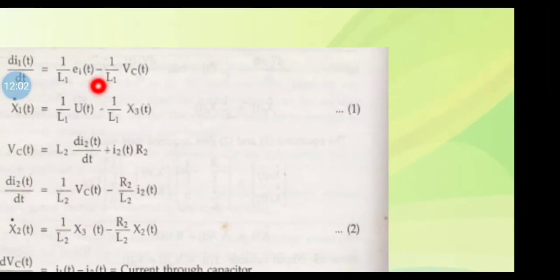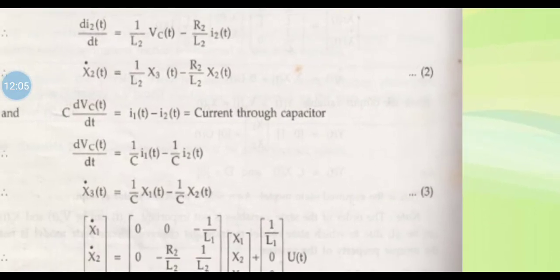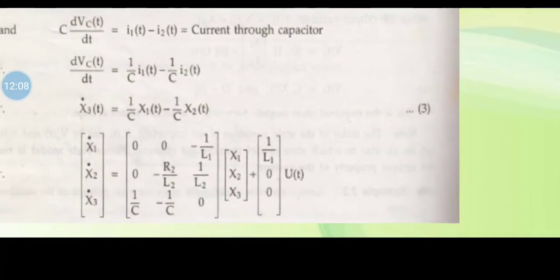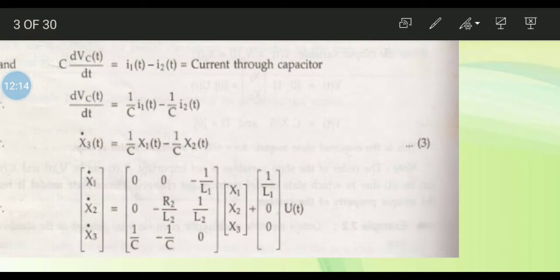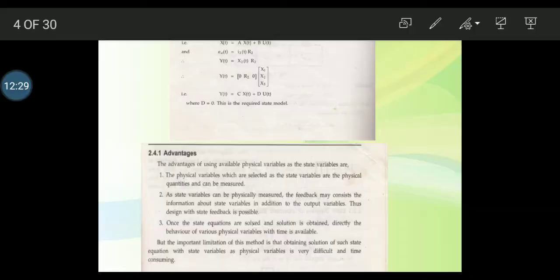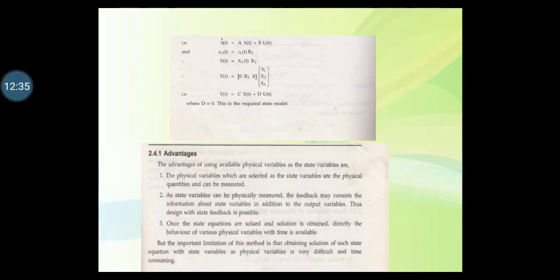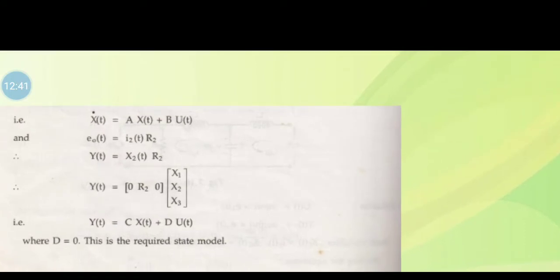In the first equation, there is u of t. In the second equation, u of t is not there. In the third equation also u of t is not there. So 1 by L1, 0, 0, u of t. Then we'll see next, x dot t is equal to A x of t plus B u of t.